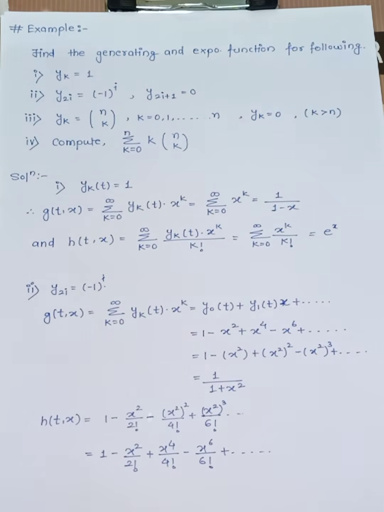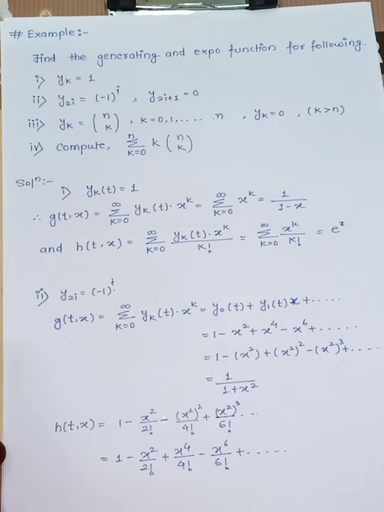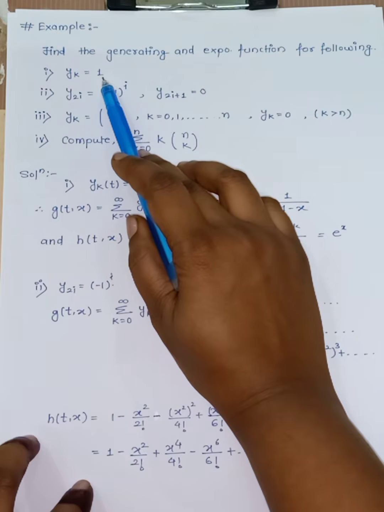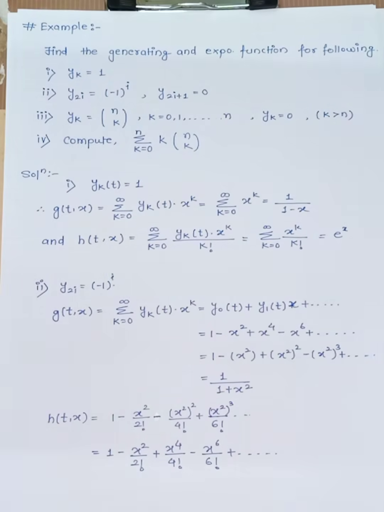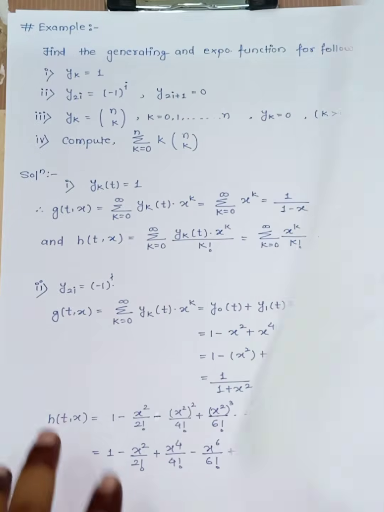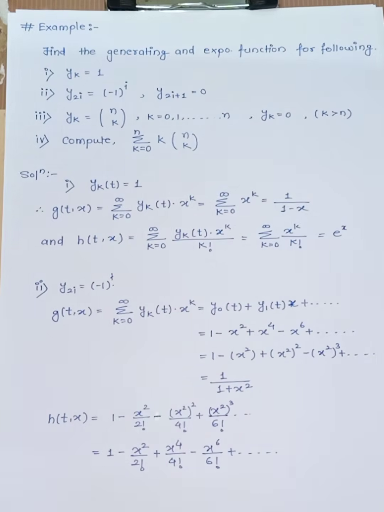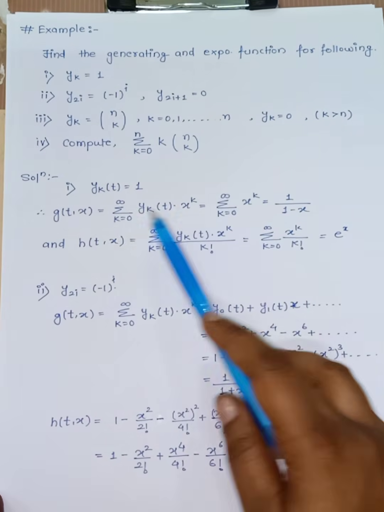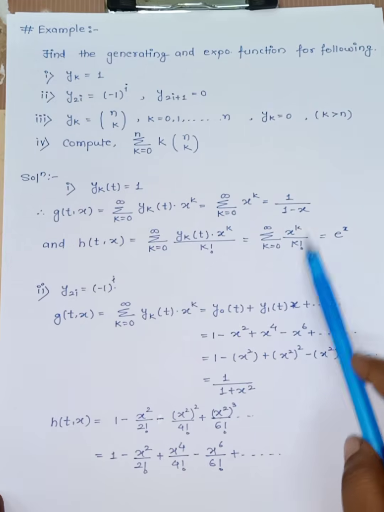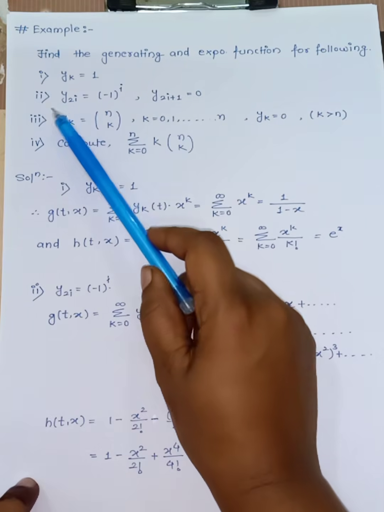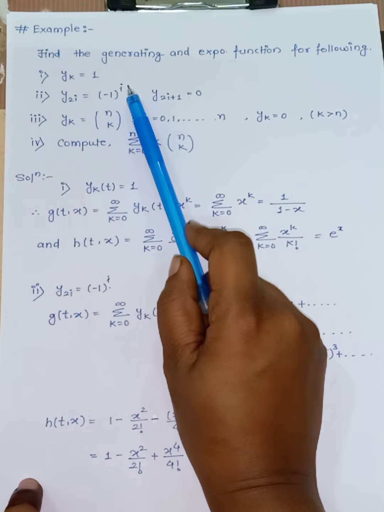So next is the example for finding the generating and the exponential generating function. So the first one we have seen, I have just written this. Okay, so this was for yk equals to 1, and our first question is just the same as that. Okay, so for yk equals to 1, these are the g t x and the h t x we have seen earlier. Okay, now the second one is y2i equals to minus 1 to the power i.